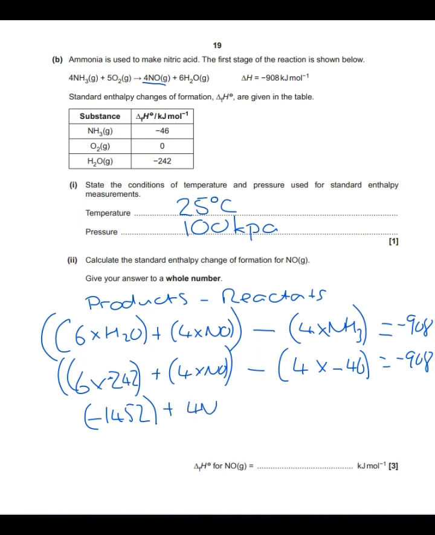plus 4NO minus 4 times minus 46 is, put that into brackets, 4 times minus 46 is minus 184, and that equals minus 908. So let's move out of the equation. So we've got minus 1452 plus 4NO minus minus is plus 184.